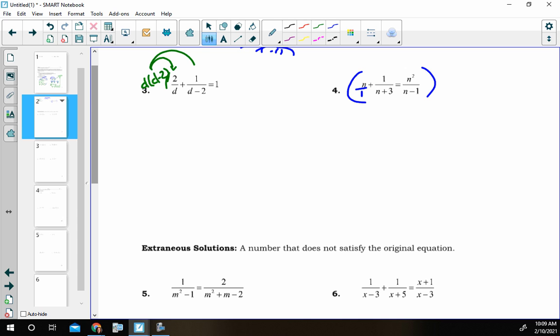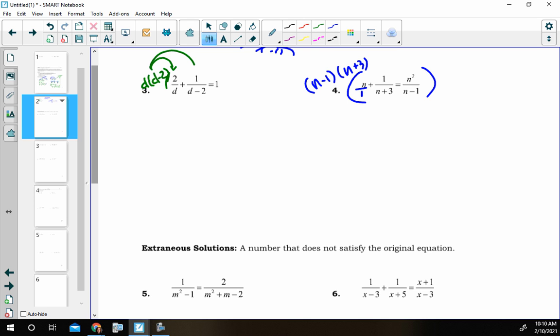Okay, I want you to pause the video and see if you can figure out what you are multiplying by this time. What do you want as the least common denominator here? What do you need every bottom to contain? Okay, every bottom should contain an n minus 1 and an n plus 3. So we're going to weirdly send in this huge thing.